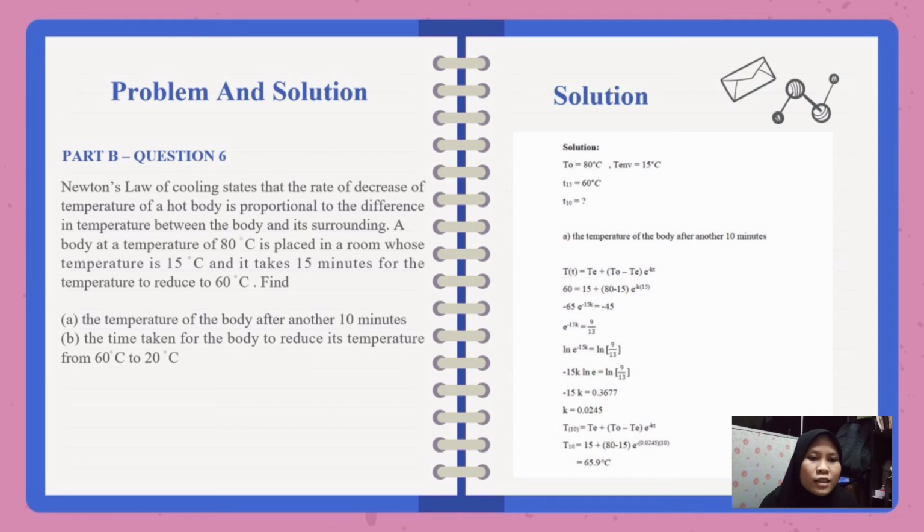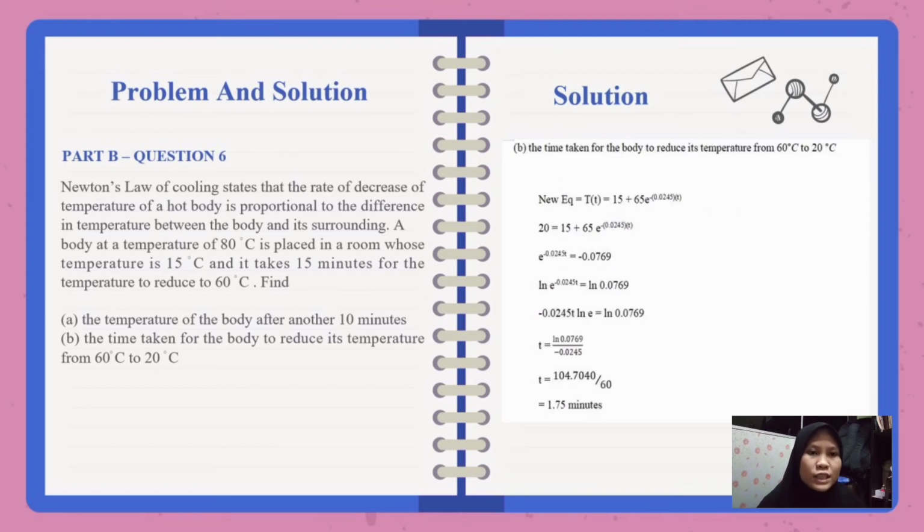We can use the same formula, and we just change the time. So T10 equal to 15 plus in bracket 80 minus 15, just like before. So the exponent, we get the power of negative 0.0245. We multiply with 10. So we get the answer is 65.9 degrees Celsius.